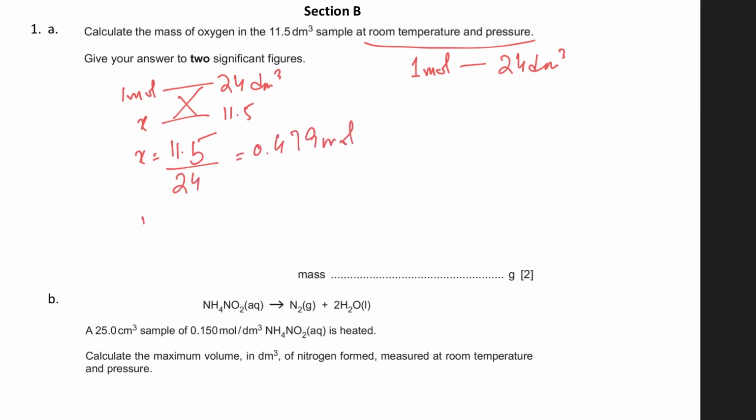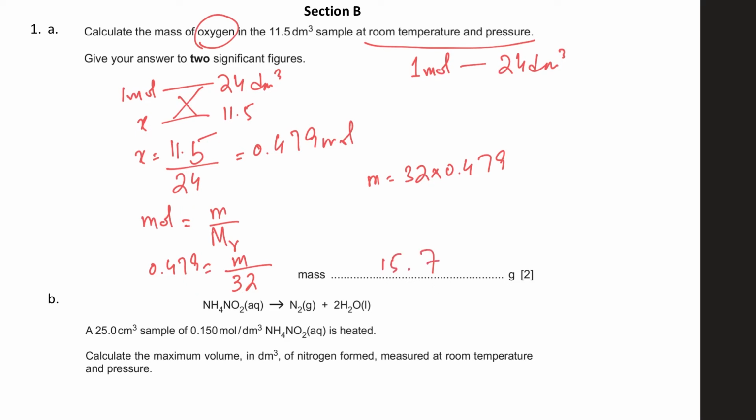Now moles is mass over MR, so 0.479 equals mass, which is unknown, divided by MR of oxygen gas, and oxygen gas is 32 as the MR. So mass is going to be 32 times 0.479, which comes out to be 15.7 grams.